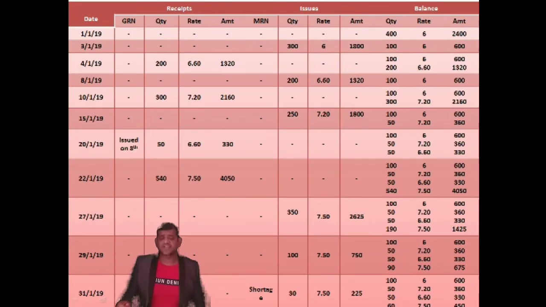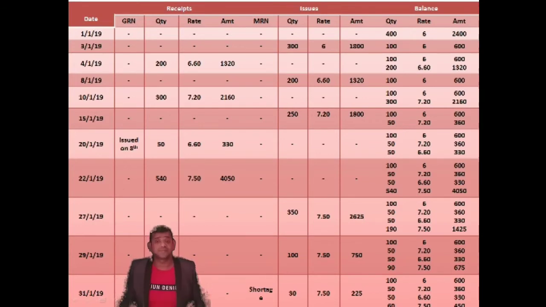So under GRN column, write down: return to store, issued on 8th January. Under quantity, how many units have been returned? 50 units. So 50 into 6.60, the amount comes to 330 rupees. So issues, MRN nil, quantity nil, rate nil, and amount also nil.